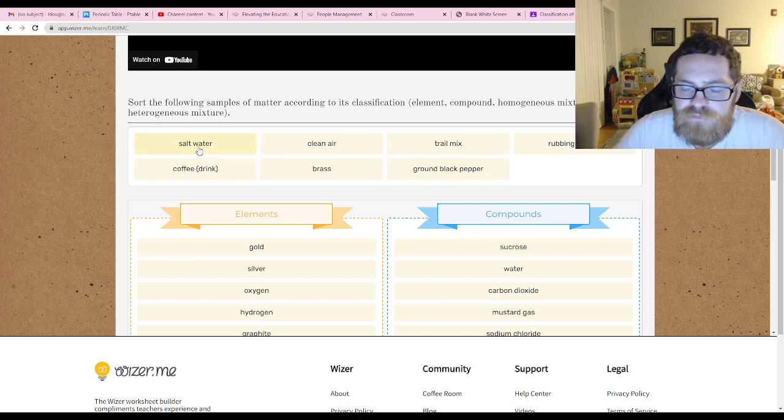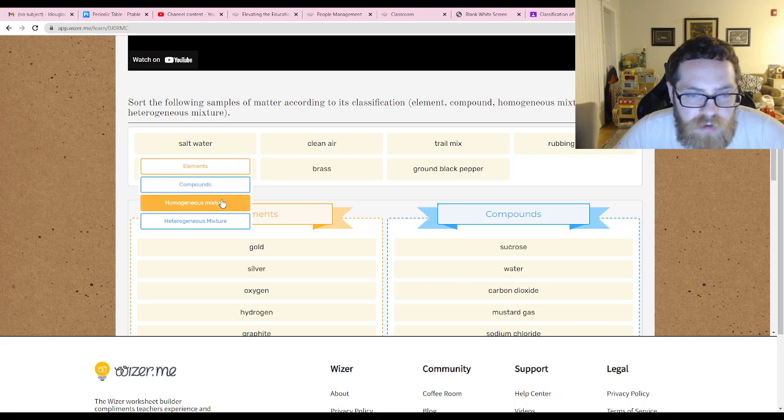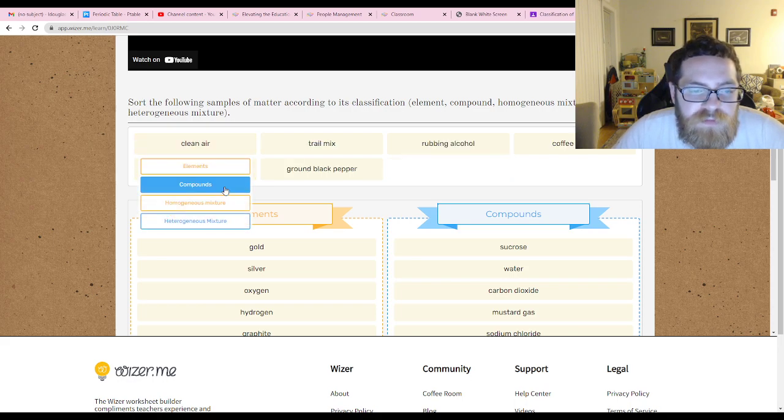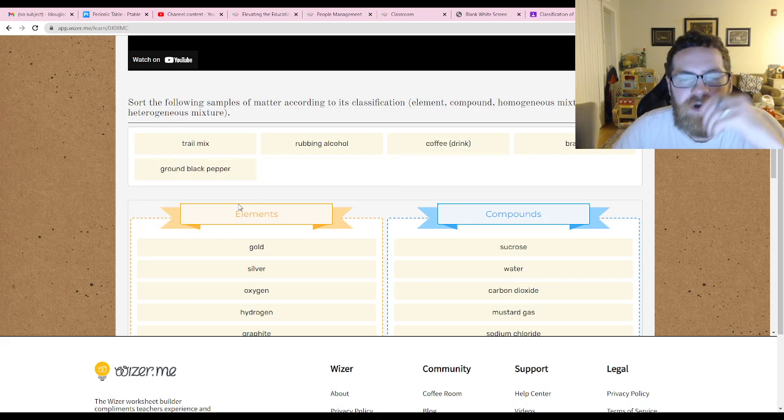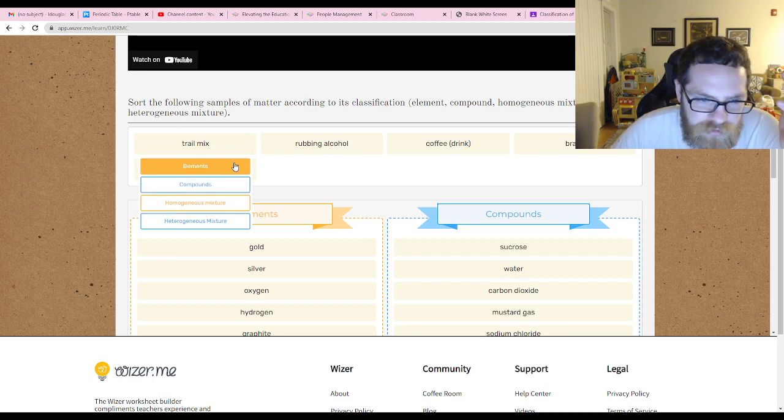Salt water. Salt water is salt in water. Fairly straightforward. That is a homogeneous mixture. Same with clean air. We know it is a mixture of different chemicals. It's not a compound. Air is not a molecule. Trail mix. You can see the peanuts. You can see the chocolate.